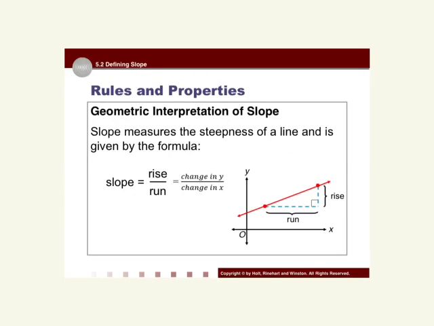Rules and properties. Geometric interpretation of slope. This means that slope measures the steepness of a line and is given by this formula: slope equals rise over run, or the change in y over the change in x. I would definitely write this formula down. As you can see in the picture, our rise is our vertical movement, and our run is our horizontal movement, just like they were both defined.